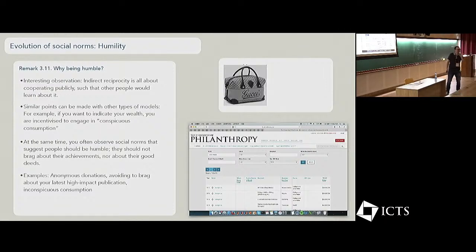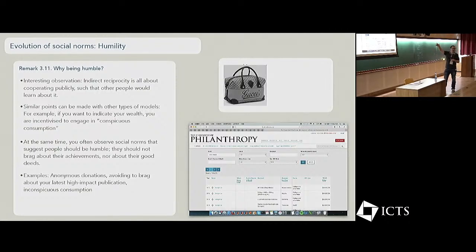Yeah. I really like this discussion. So either way, to make it short, I hope you all agree with me that this is an interesting phenomenon, and there are many ways to think about it. Anonymous donations is one example. Also, avoiding bragging about your latest high-impact publication is another example. There is another interesting example.